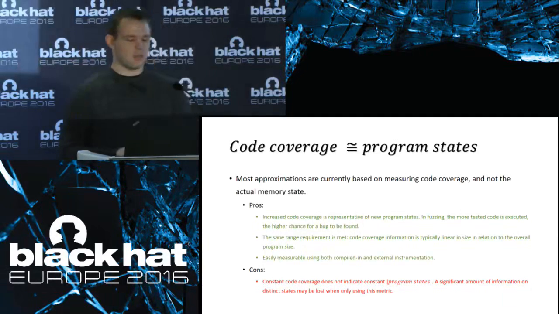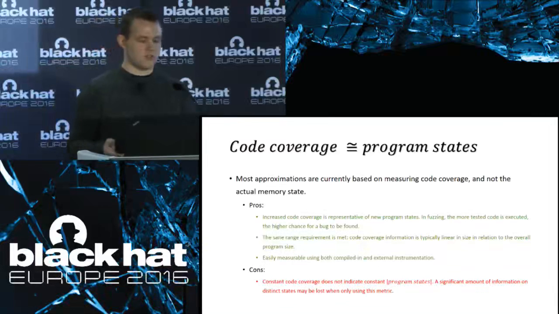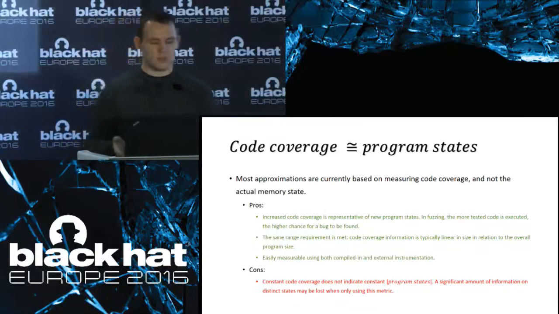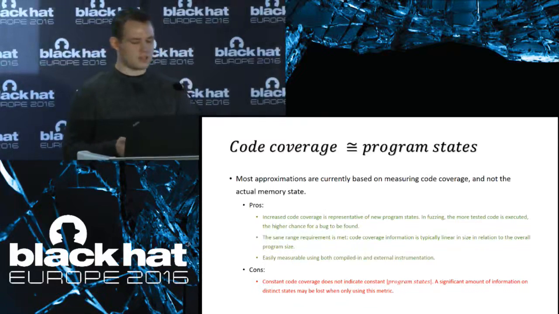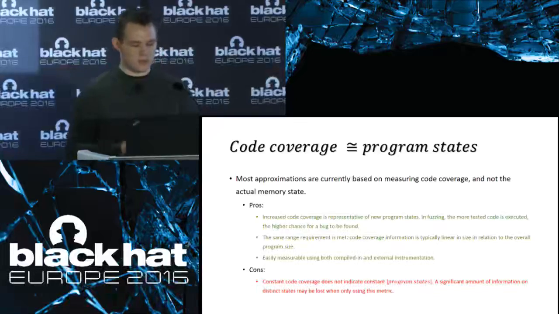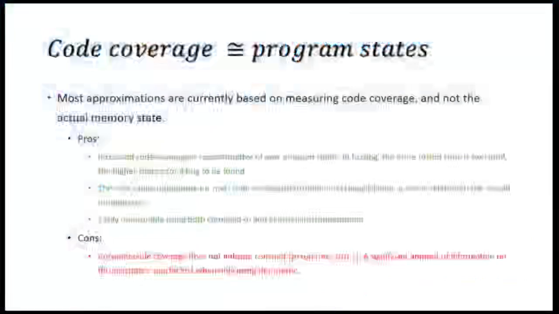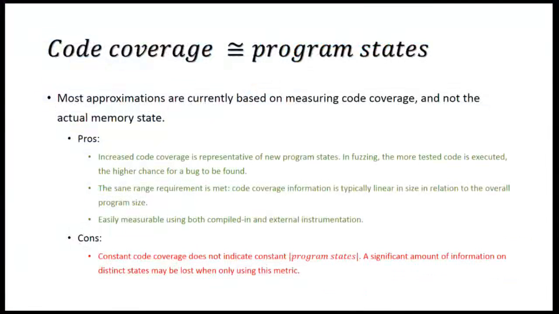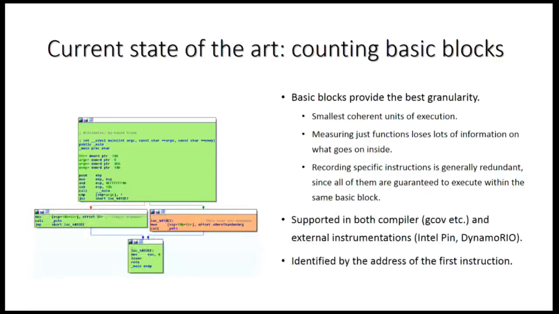And of course, this has many advantages because, first of all, increased code coverage is representative of new program states, which is good for us. The sane range requirement is met, of course, because code coverage information is typically linear in size to the overall program size. And we can easily measure it using compiler and external instrumentation. But the disadvantage is that constant code coverage doesn't really indicate that the program state set is also constant. So we could be missing some information using this method.